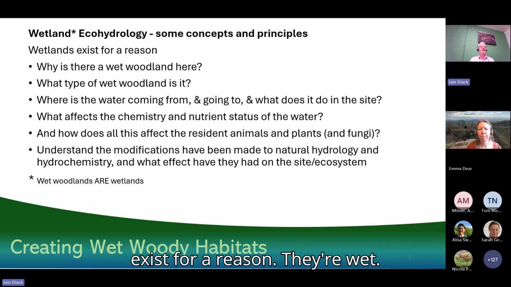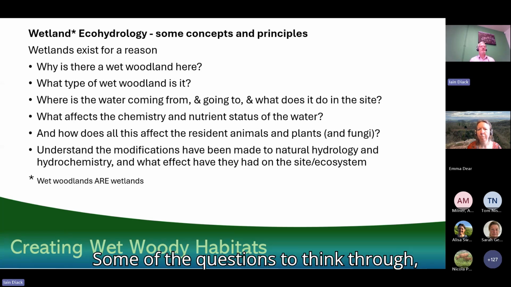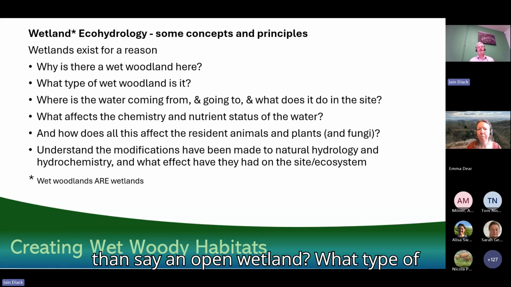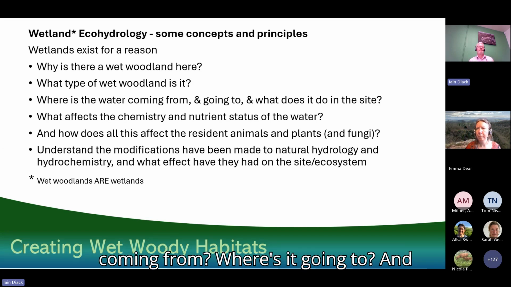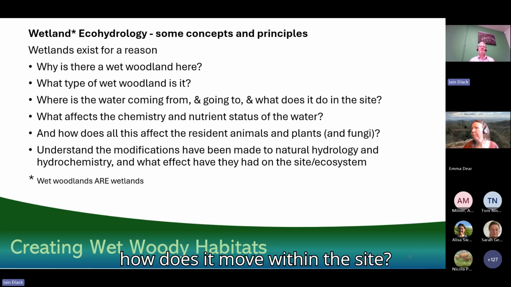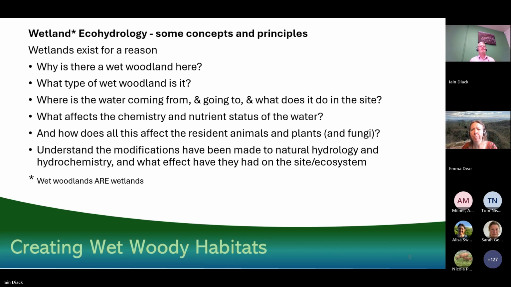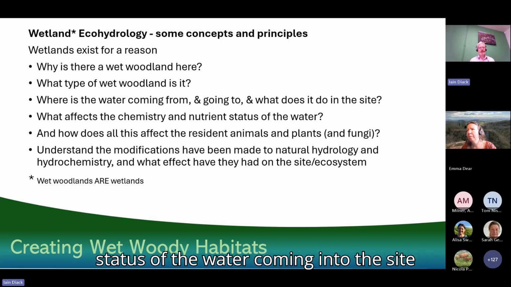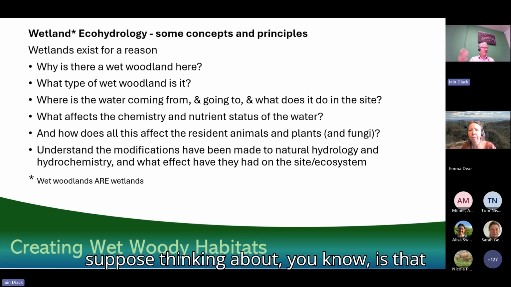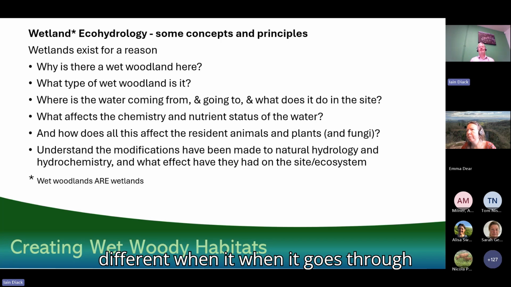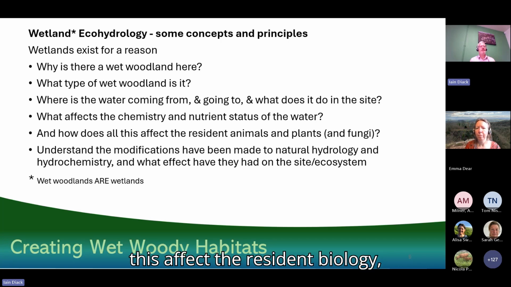So obviously wetlands exist for a reason. They're wet. Some of the questions to think through: why is there a wet woodland here rather than, say, an open wetland? What type of wet woodland is it? Where's the water coming from? Where's it going to? And how does it move within the site? What affects the chemistry and nutrient status of the water coming into the site and as it moves through the site? And I suppose thinking about, is that different when it goes through, and the kind of ameliorating function of wet woodlands. How does this affect the resident biology, animals, plants, and fungi?